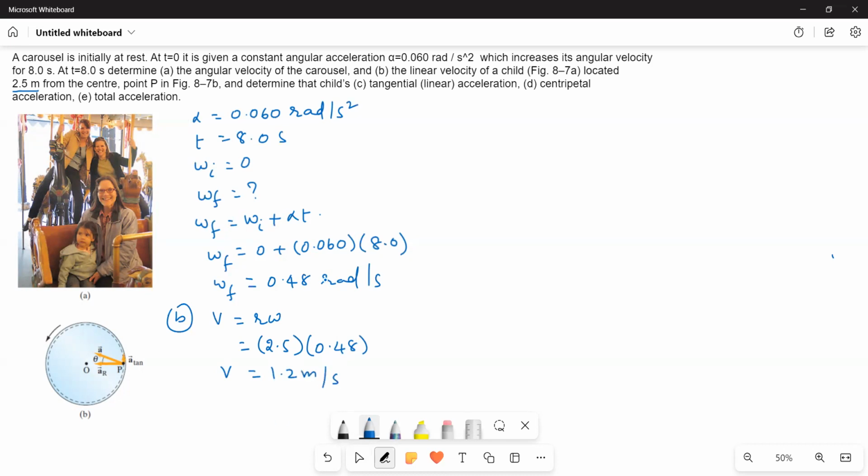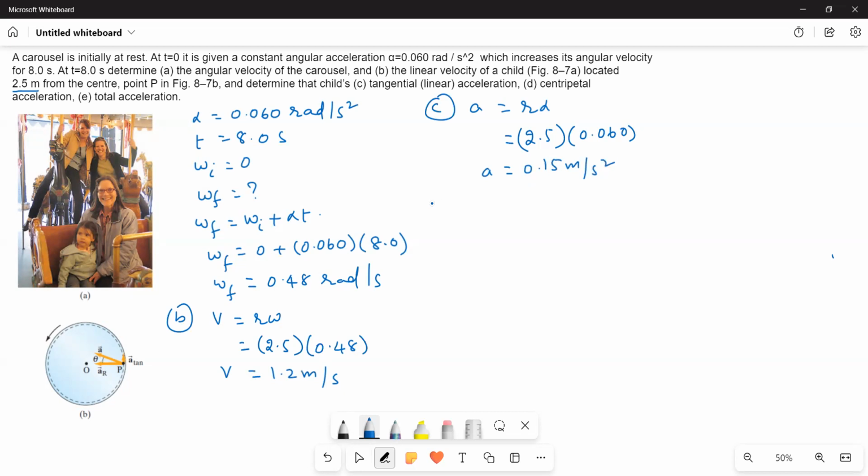And the next one, linear acceleration. a is equal to r alpha. R is known to us, 2.5, and alpha is given to us, 0.060. Therefore, a is equal to 0.15 meters per second squared.